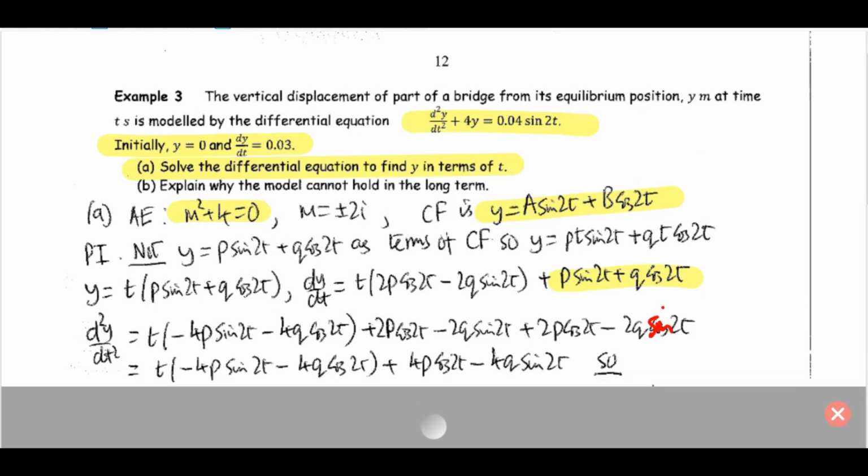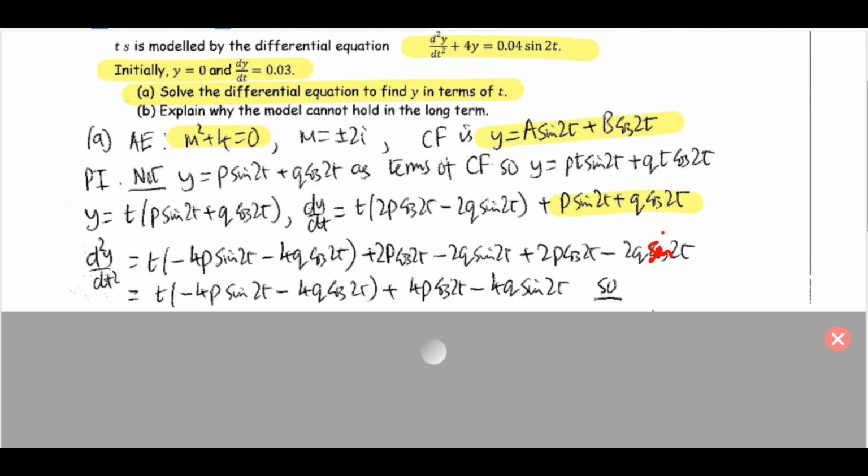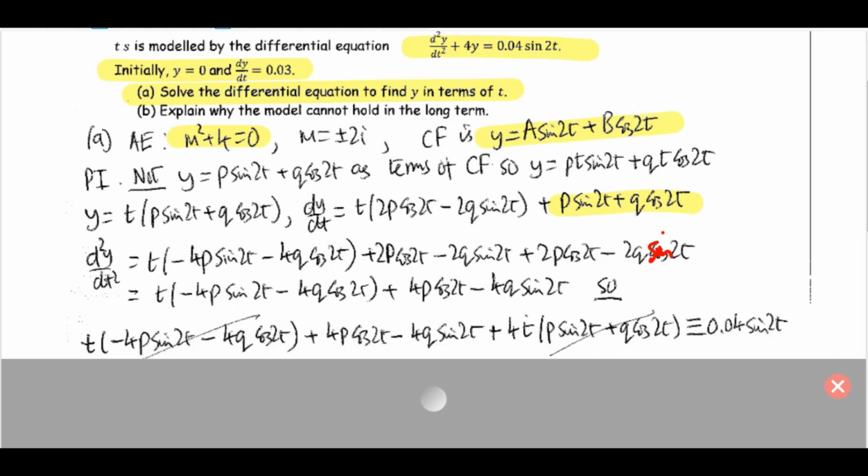If you simplify this, you can collect together terms in the last bits, folks. So you get t into minus 4p sine 2t minus 4q cos 2t, plus collecting 2p cos 2t plus another 2p cos 2t, which is 4p cos 2t minus 4q sine 2t. If you now sub that back into the entire differential equation, this is what you will get.